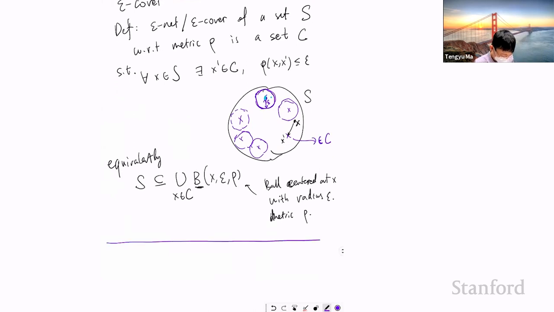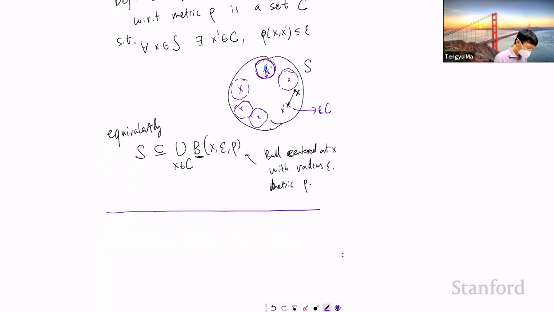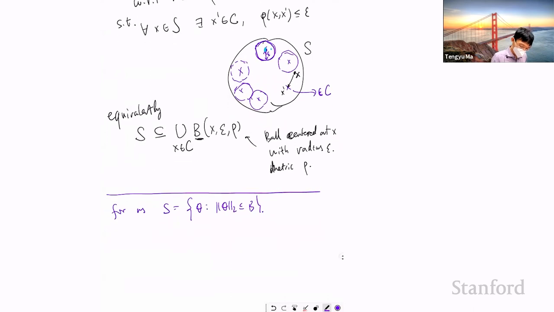And this is exactly what we're going to do next, right? How do we construct a set C that is finite and also covers the entire set? So what is S? For us, S is the set of all parameters, the set of parameters theta with L2 norm less than B. We want to construct a subset of parameters that can cover all the parameters.